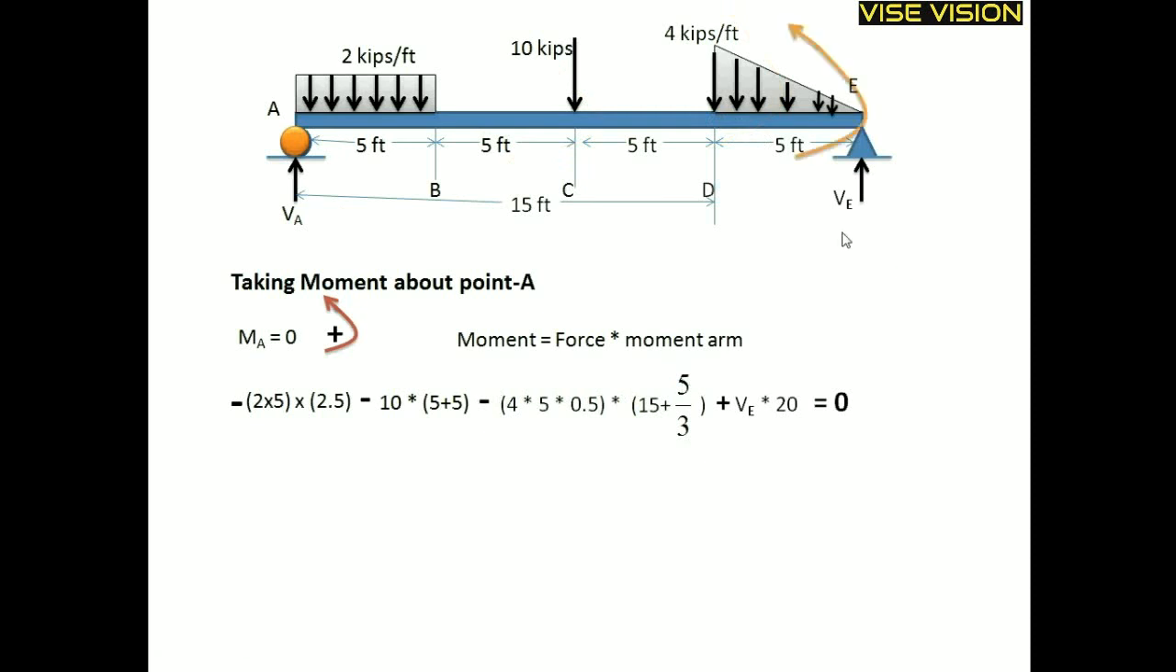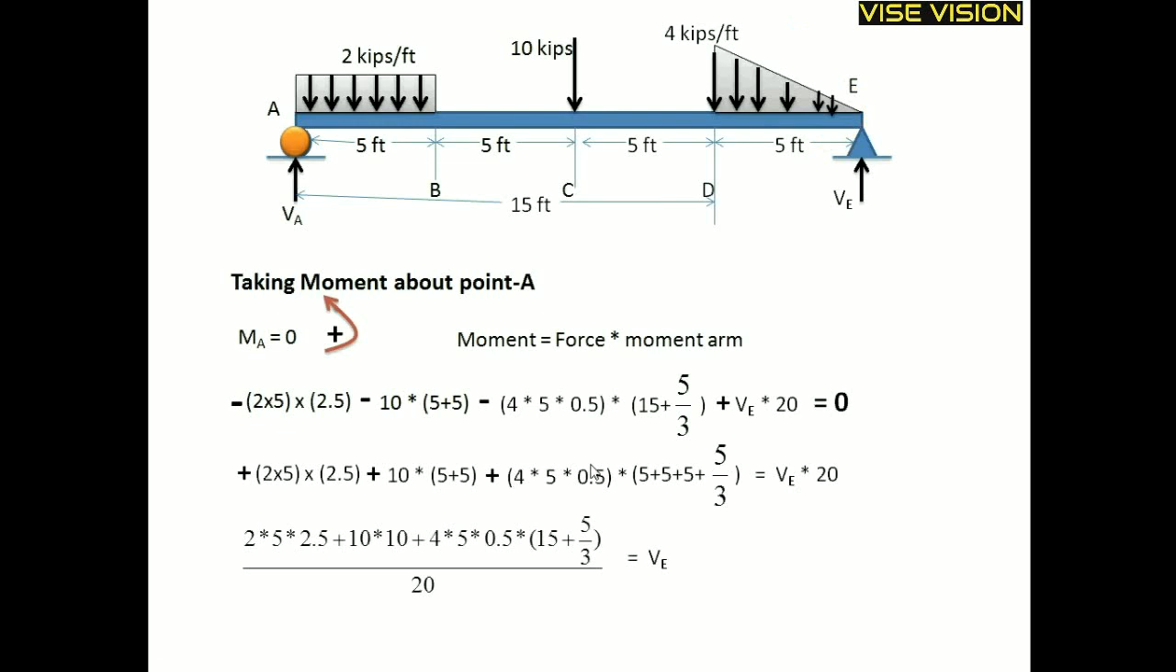This VE also creates a counterclockwise moment about point A. That is why I have taken it as positive into 20. 20 is the moment arm of this VE. The summation of all the moments is equal to 0. Thus, arranging this equation, I will get VE is equal to 14.58. In this equation only VE is the variable, so we can find that VE is 14.58 kips.